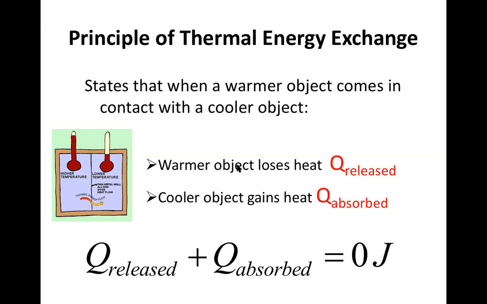So if we say the warm object loses Q released and the cooler object gains Q absorbed, Q released plus Q absorbed equals 0 joules. Or they're equal in magnitude, but opposite in sign. They're scalar values. They don't have a direction, but they can be positive or negative. For Q released, the temperature is going down, so delta T is negative, so Q released is going to be the negative one. So negative 55 joules plus positive 55 joules equals 0 joules.